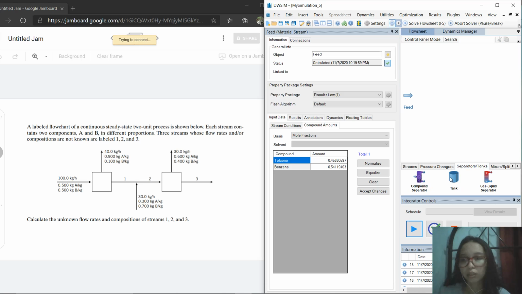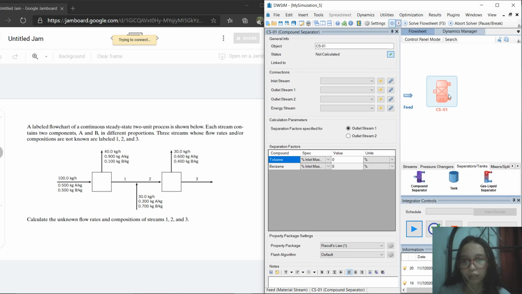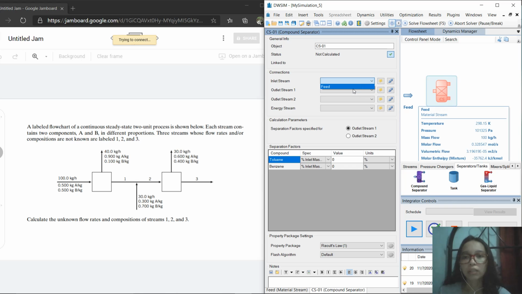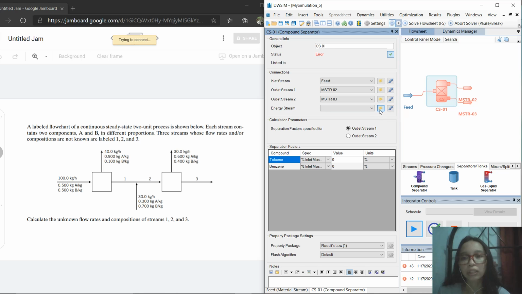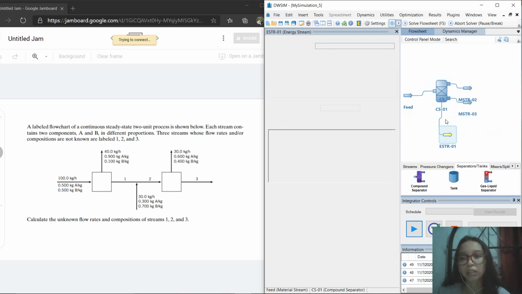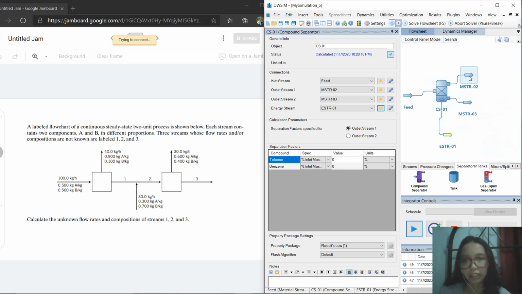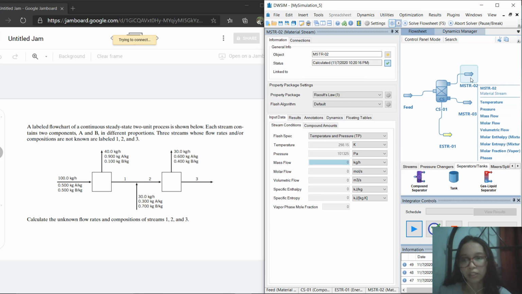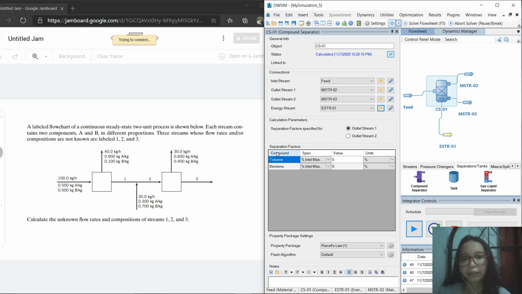Next we're going to separate our feed using compound separator. The inlet stream is our feed. I'm going to add two outlet streams, and don't forget the energy stream. Compound separator apparently needs an energy stream. So in here, separation factors, we're just going to click mass flow as our spec.